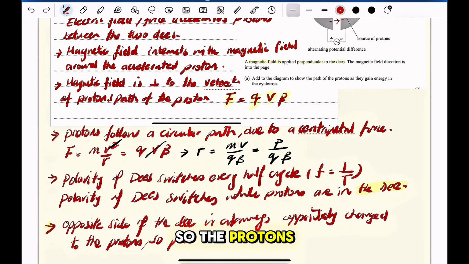So the protons just keep accelerating repeatedly every time the protons are in the gap between the Ds.